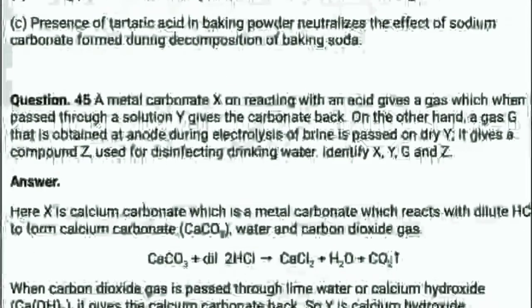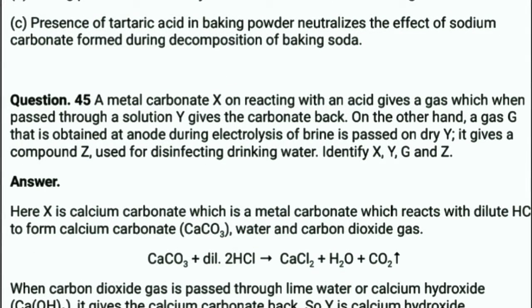A metal carbonate X on reacting with an acid gives a gas which, when passed through a solution Y, gives the carbonate back. On the other hand, a gas G that is obtained at the anode during electrolysis of brine is passed on dry Y. It gives a compound Z, used for disinfecting drinking water. Identify X, Y, G and Z.